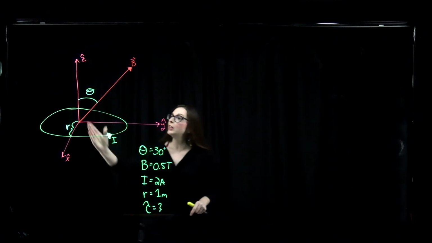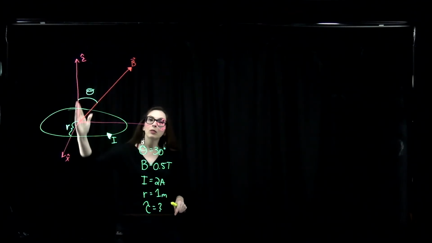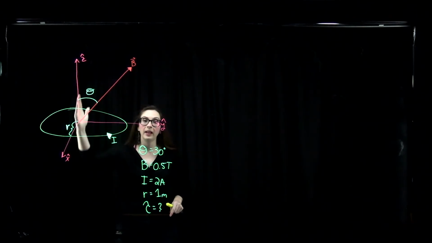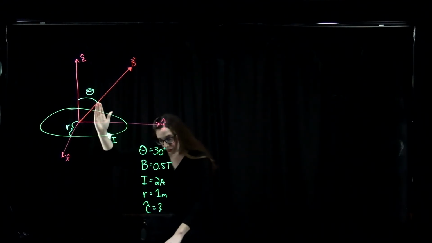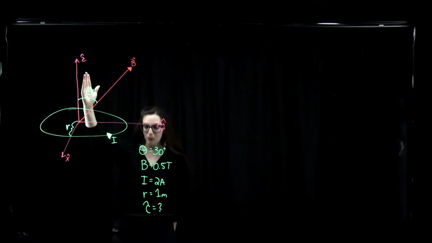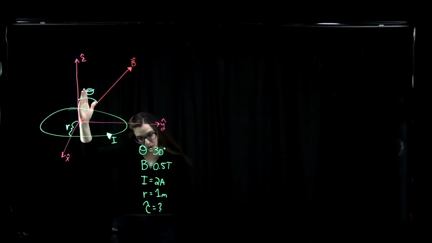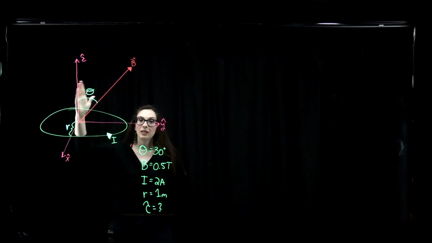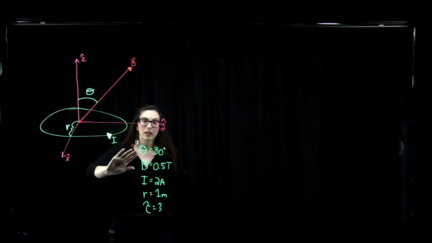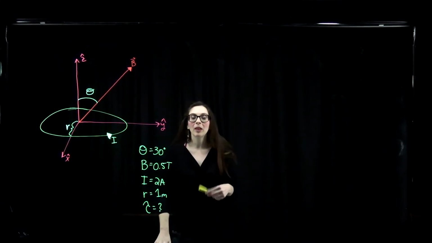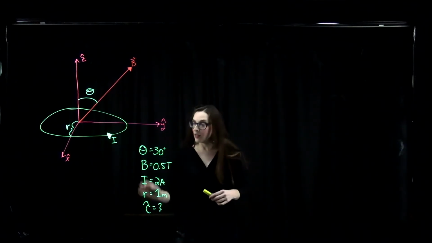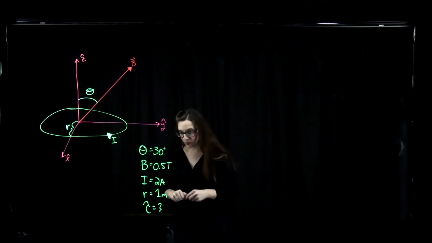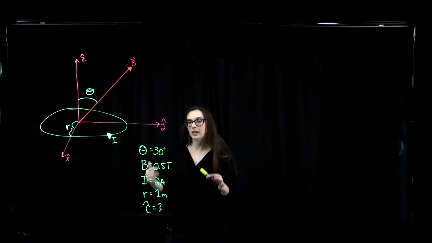The normal to the plane of the loop, right along the z-axis, is the perpendicular to the plane of the loop. So the normal to the plane of the loop makes an angle of 30 degrees with respect to the magnetic field. That means that this angle right here, theta, is 30 degrees. The current in the loop is 2 amperes. Find the magnitude of the torque at this instant.